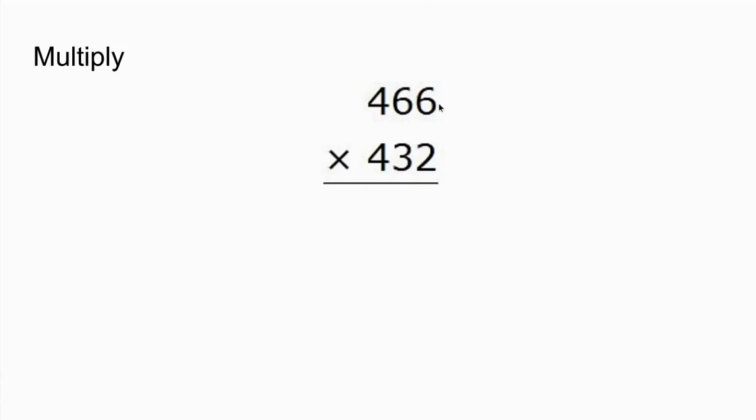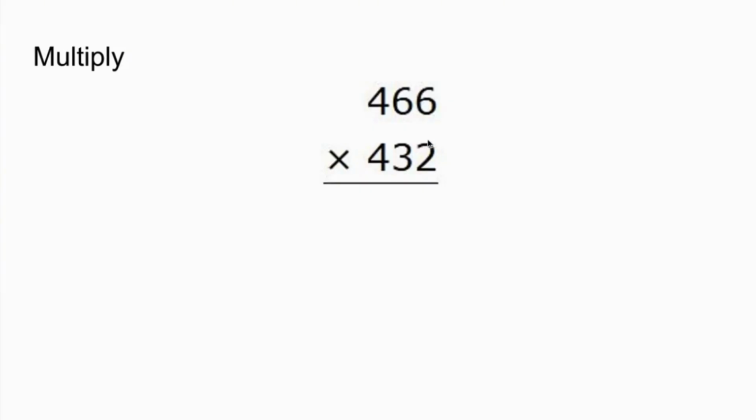Multiply 466 times 432. This is a 3-digit number times a 3-digit number. When you multiply 3-digit numbers, you go to your bottom number and start with the ones place value and multiply to every digit up here right to left. Now, we may have to carry over a few times, so keep that in mind.